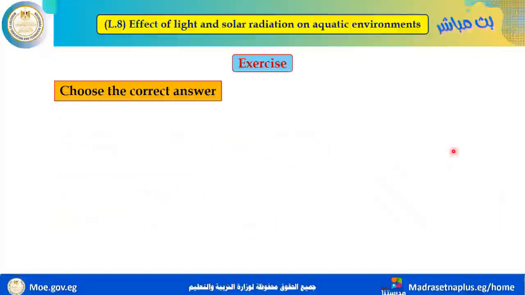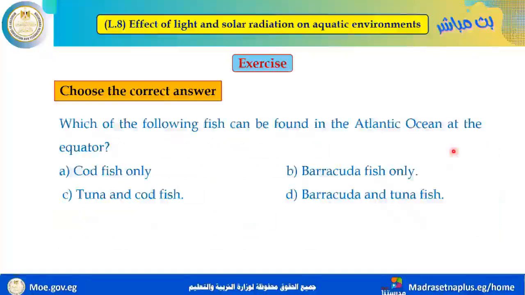Okay, another question. Which of the following fish can be found in the Atlantic Ocean at the equator? Codfish only, barracuda fish only, tuna and codfish, barracuda and tuna. Yes, you are right, barracuda and tuna, because they can live in the warm areas, especially in the equator. But codfish prefer cold areas.